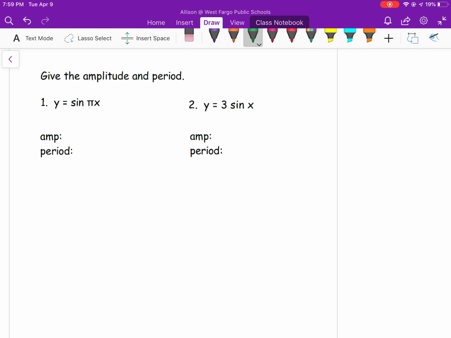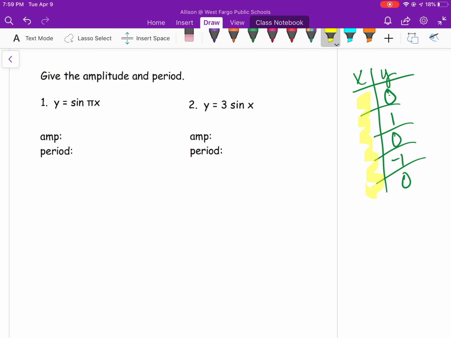So let's just practice finding the amplitude and the period, because once you find that, you're going to use the same pattern for sine, which was that 0, 1, 0, negative 1, 0. So that's going to be around the unit circle. So finding the period of the numbers that go in here is a little trickier, and then finding the amplitude, so how high you're going. So let's just practice that.